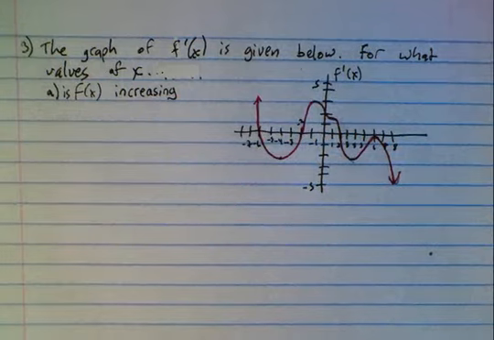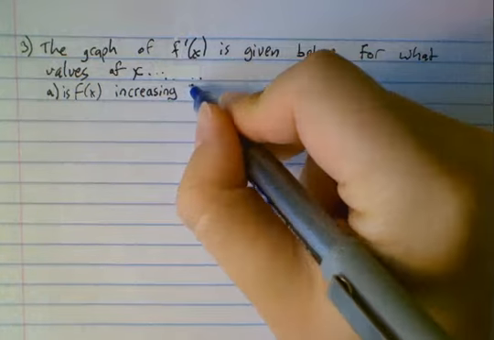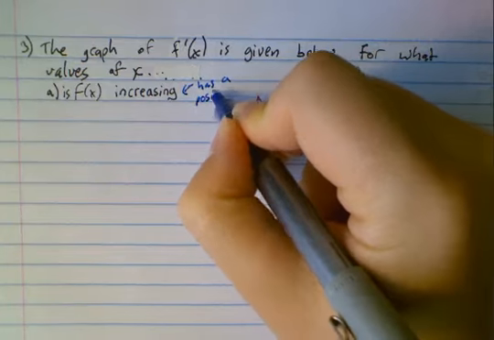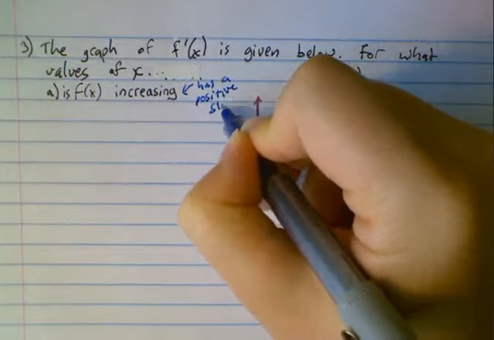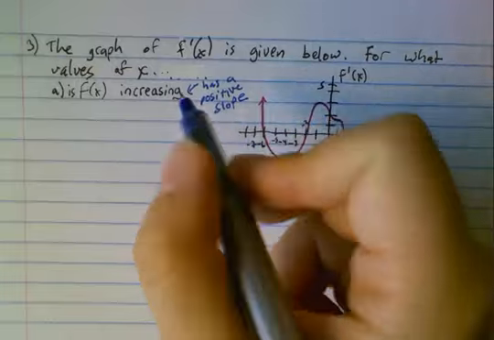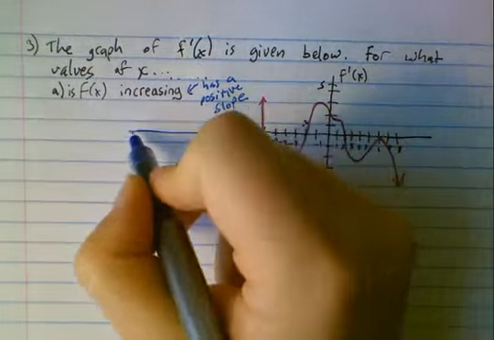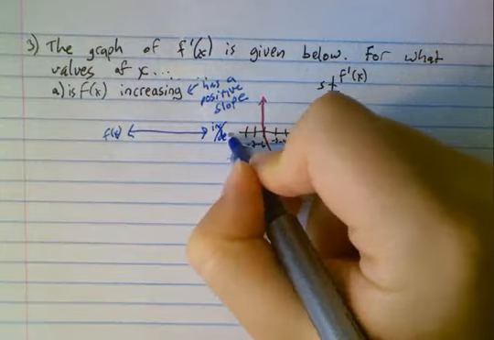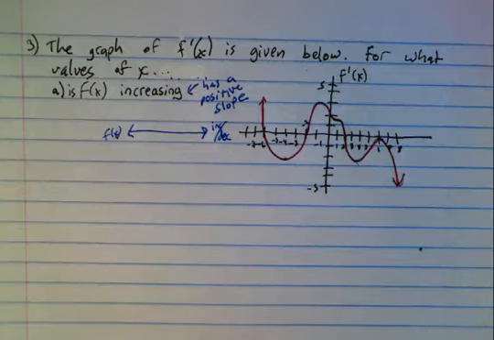Okay, let's do some more problems like this. The graph of f prime of x is given below. For what values of x is f of x increasing? Incidentally, you also sometimes see this as has a positive slope. They mean the same thing. But the key thing here is that we are interested in f of x, where it is increasing and decreasing.